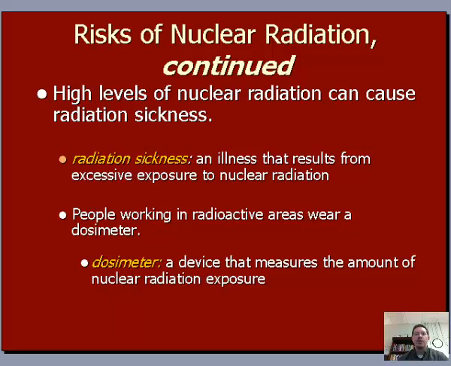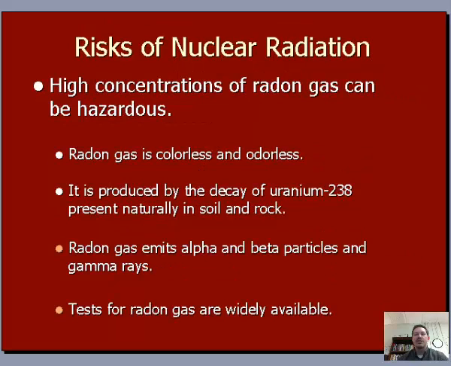People that work in radioactive areas tend to wear a dosimeter. A dosimeter is a device that measures the amount of radiation exposure. High concentrations of radon gas can be hazardous as well. Radon gas is colorless and odorless. It's produced by the decay of uranium-238 that's just present in natural soil and rock. Radon gas emits alpha and beta particles and gamma rays.